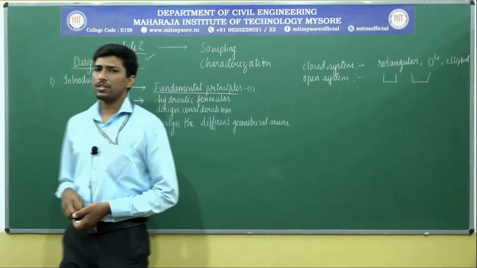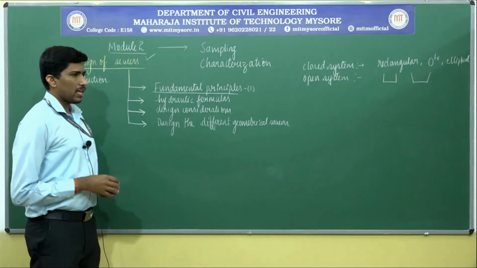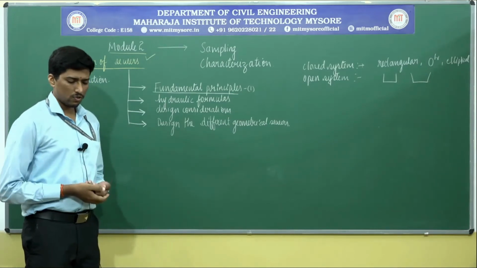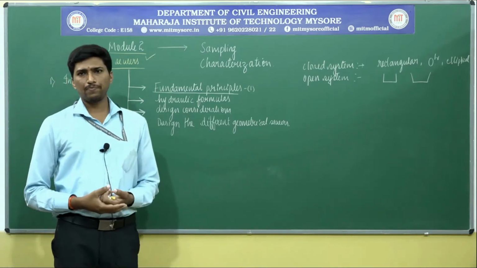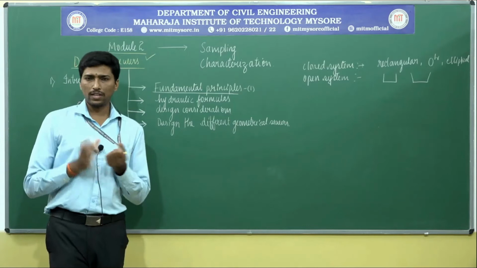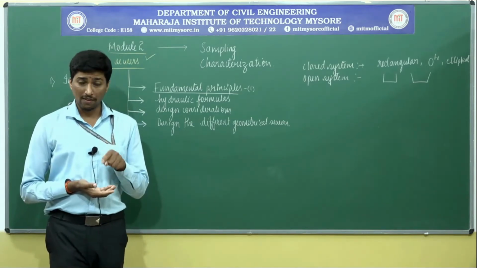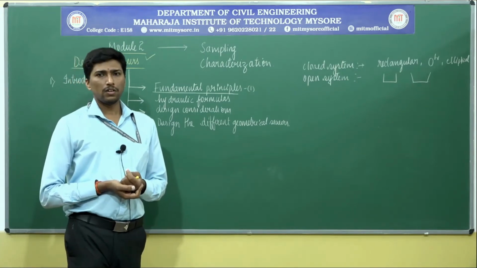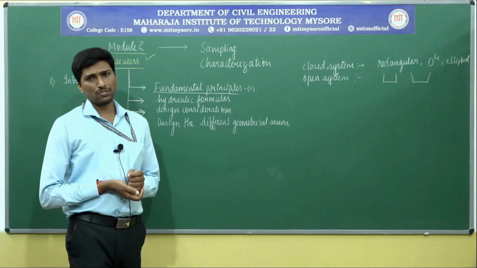Mainly for an engineer, if you go for any of the designing aspects, the first and foremost thing is to design with respect to the geometrical shape. That is the one thing. Considering the various factors which affect it, that is the second part. Third thing is designing with respect to the flow conditions.